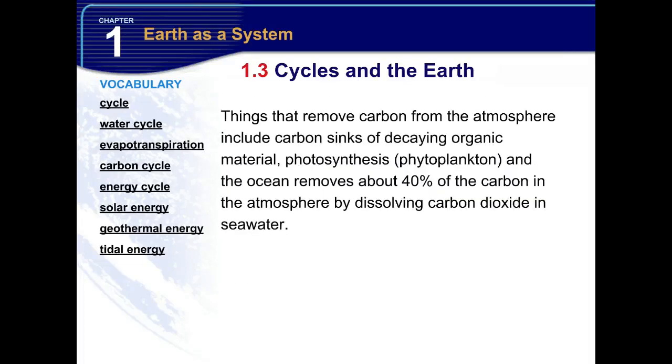Things that remove carbon from the atmosphere include carbon sinks of decaying organic material, photosynthesis, phytoplankton, and the ocean, which removes about 40% of all the carbon in the atmosphere by dissolving carbon dioxide in seawater.